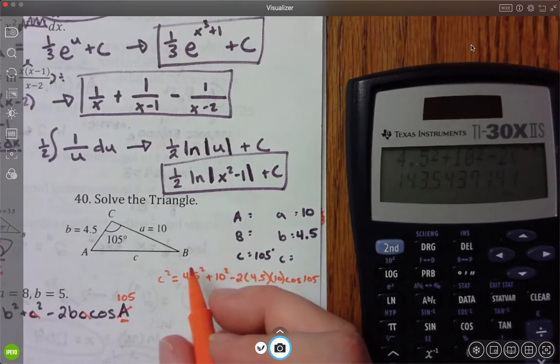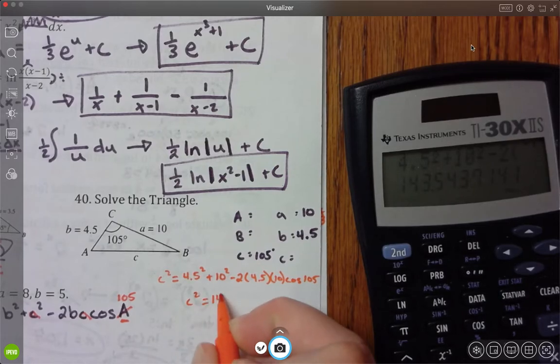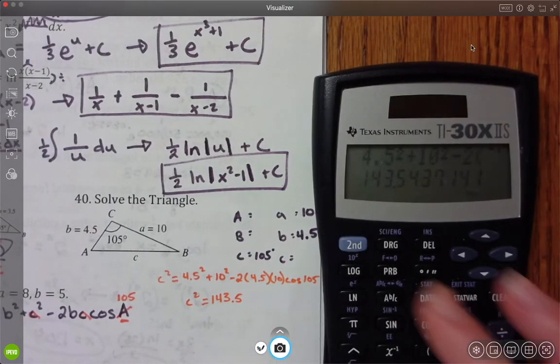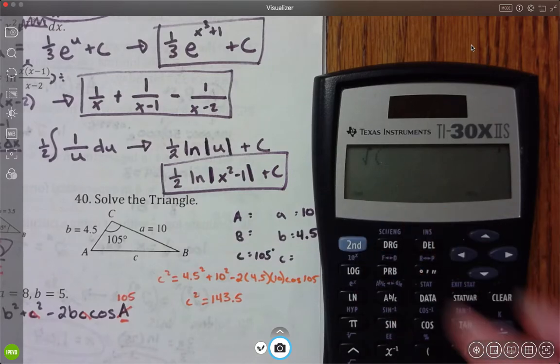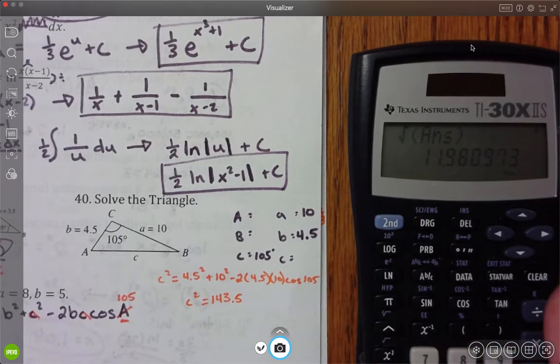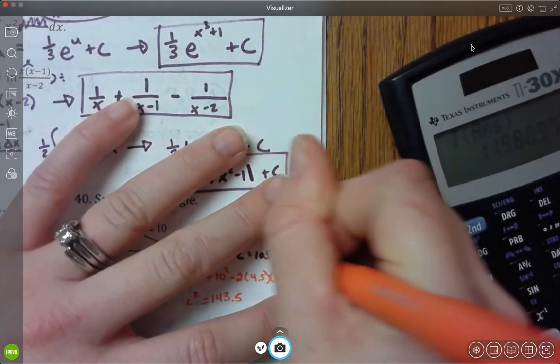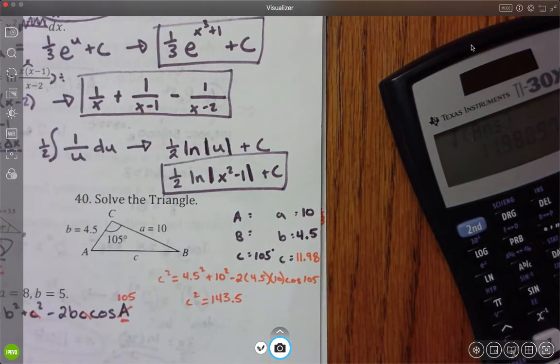Okay, and I get 143.5-ish. And that is just what c squared is. But then I need c, so I'm going to do the square root of the answer. And I get 11.98. We'll go ahead and write 11.98 because I don't want to round it up. It could be 12.0 if you want to do one decimal place. So that's what he will look like.